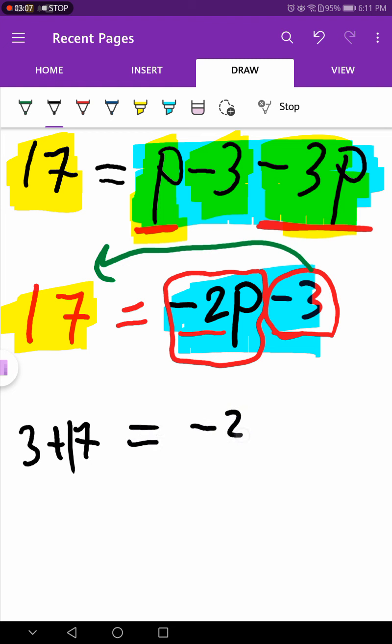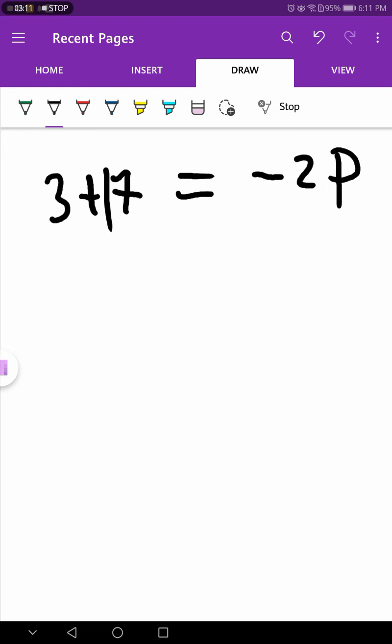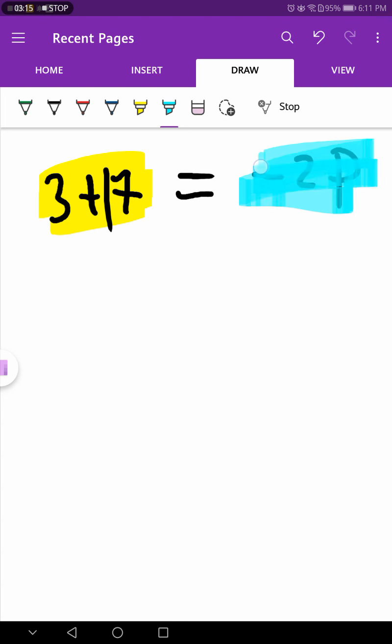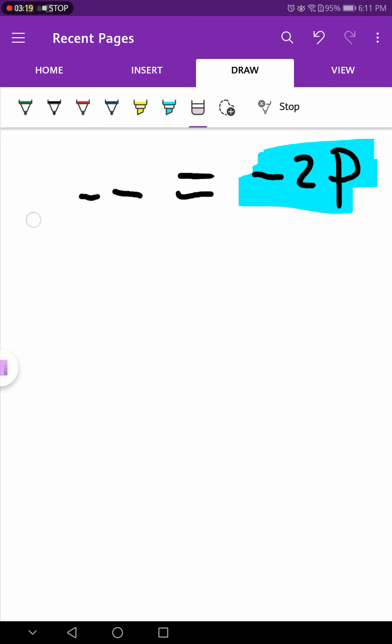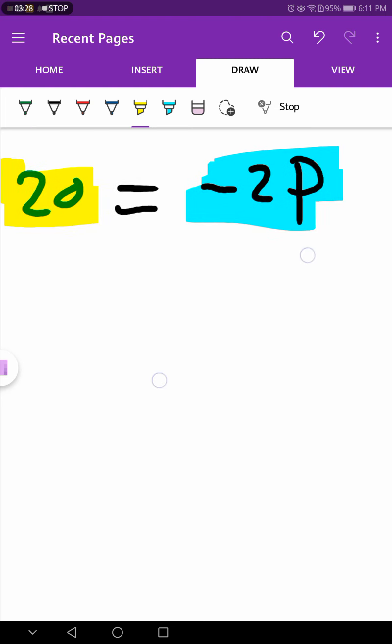Thank you, Yaman, you are helping me now. Now this is the left and this is the right. We collect 3 plus 17 equals 20. Now I reach the last step, my dear student. Let us remind ourselves of the main objective: make the P alone. So how can we eliminate the negative 2?